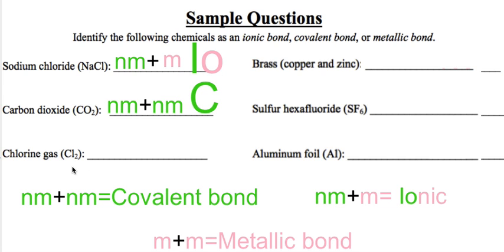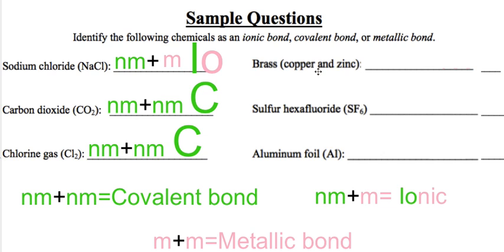All right, now you have chlorine gas. So there are two chlorines that are bonded together, so determine what chlorine is. Pause the video if you need to. If you have chlorine plus a chlorine and they are both nonmetals, you have a covalent bond.